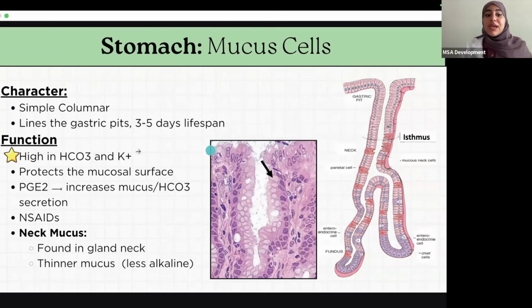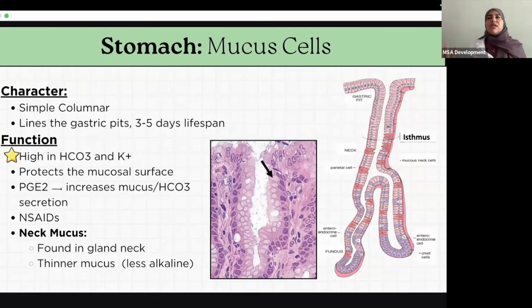As I said before, it's high in bicarb and potassium. These are not exactly alkalining agents against acid, but it protects the epithelium of the stomach from the harsh acidity of the stomach.